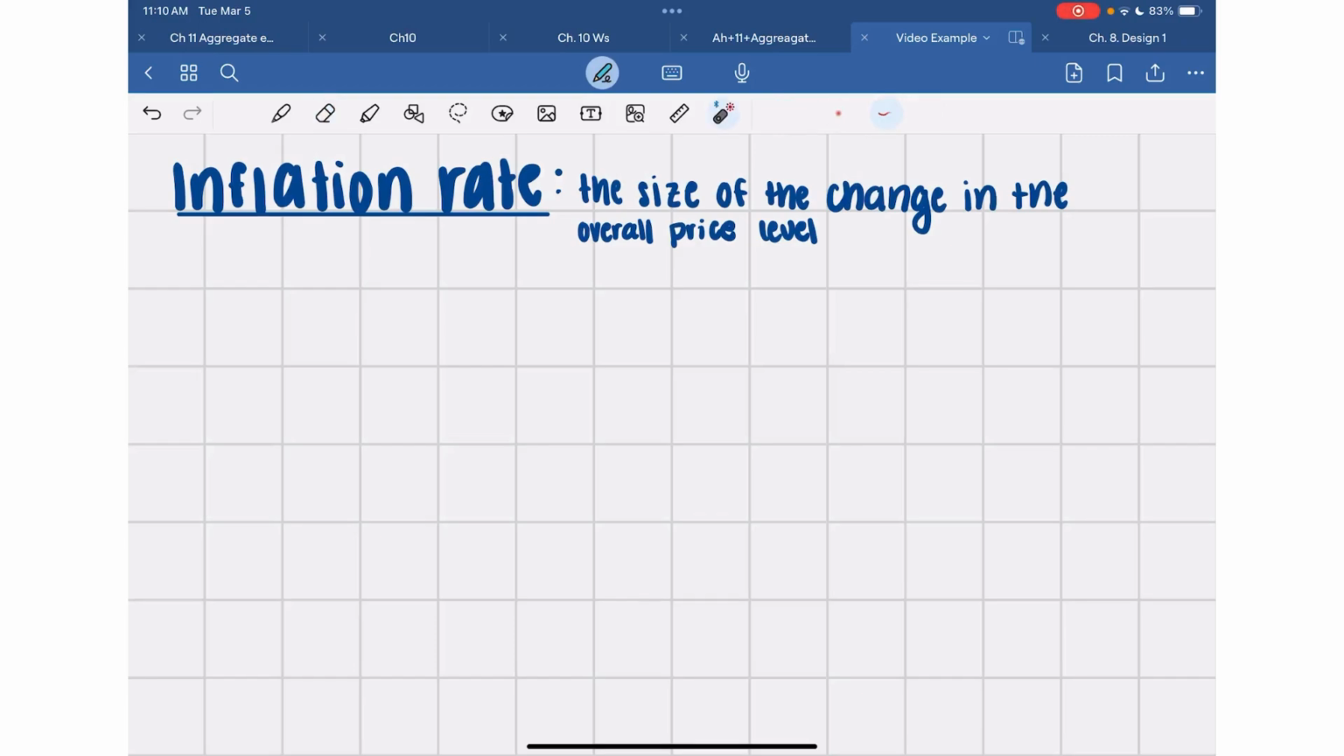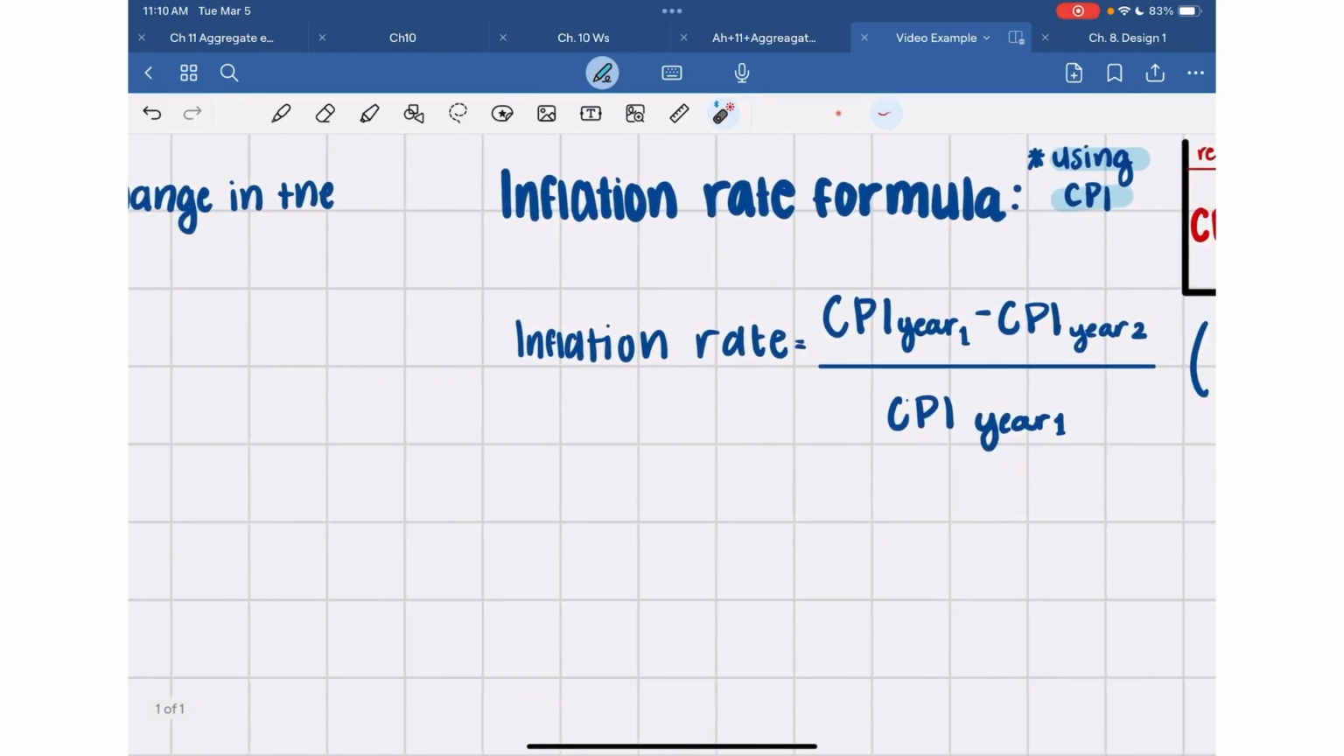Howdy. So today we're going to be looking at inflation rate with respect to CPI. Just a reminder of the definition of inflation rate: it is the size of the change in the overall price level. Now let's look at how to calculate that.